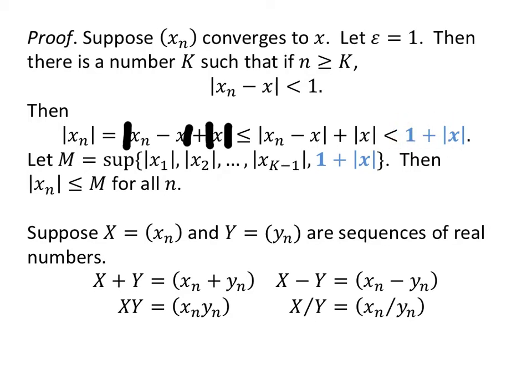Now if you remember our previous slide, we had a whole bunch of terms in between x minus epsilon, or x minus 1, up to x plus 1, but then there were a few sprinkled on the outside. So we're going to take those that are sprinkled on the outside, take the larger value, 1 plus the absolute value of x, and look to see which is the largest one of them. If M is the supremum of all those values, then all x sub n will be less than or equal to M.